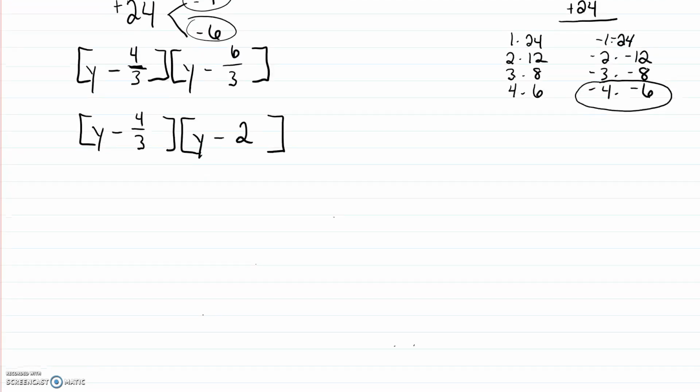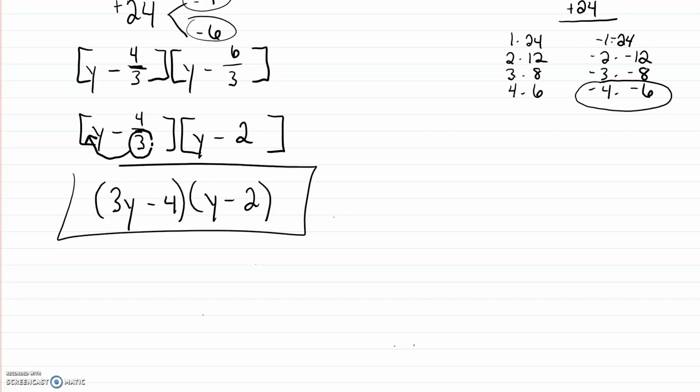Okay, one more step and we're finished. If you're left with any fractions, take the denominator of that fraction, move it up in front of its y term. So that becomes 3y minus 4 times y minus 2. And there's your factored polynomial.